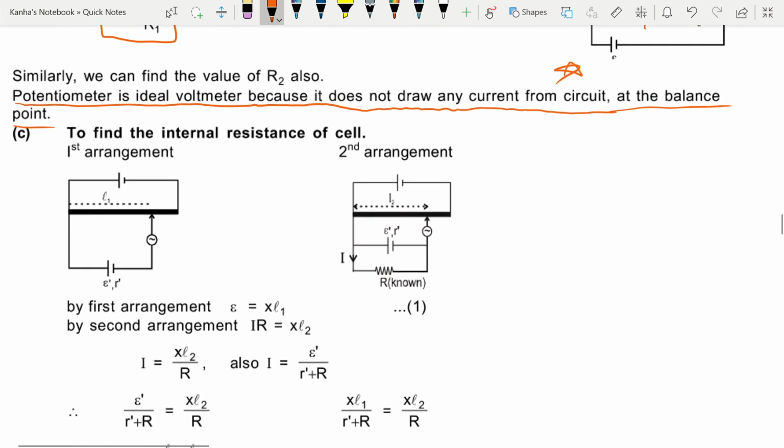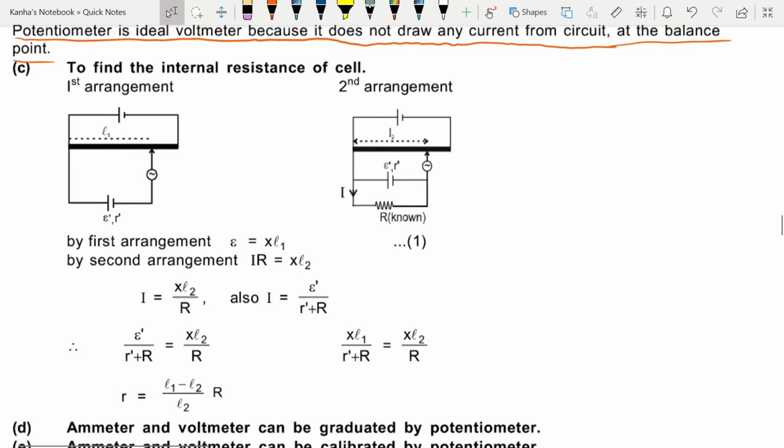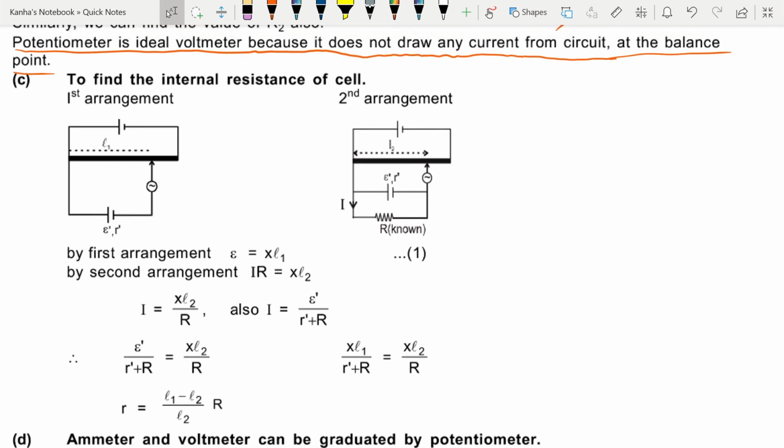The next application is to find the internal resistance of a cell. Questions have been asked from this as well before. So just remember, there are two arrangements. They're not very different. This is the primary circuit. Again, this is the secondary circuit. You know that the potential drop across these points is the same as across these points.